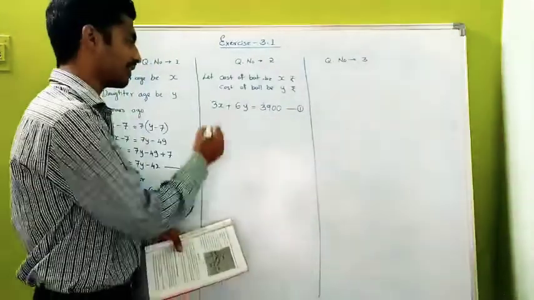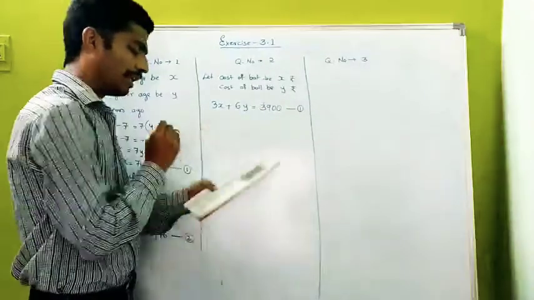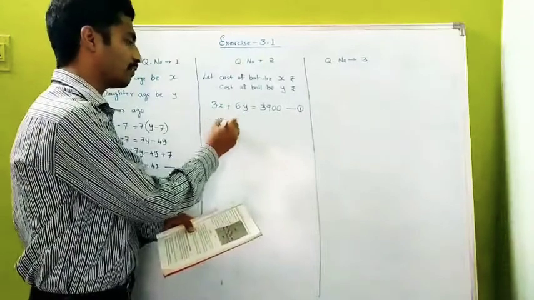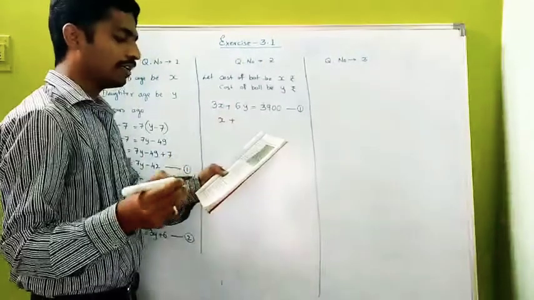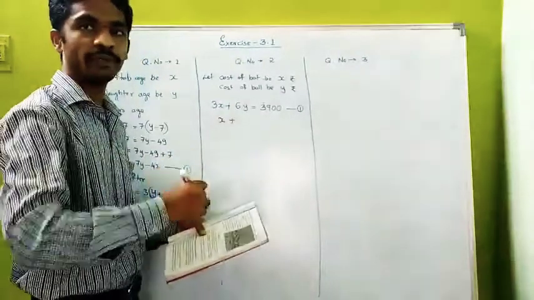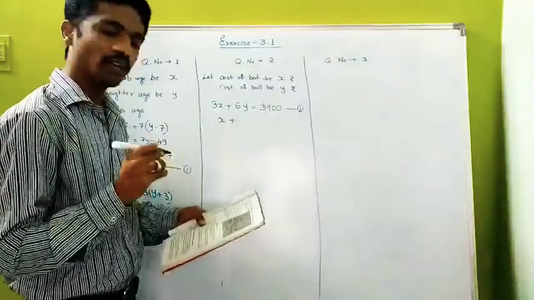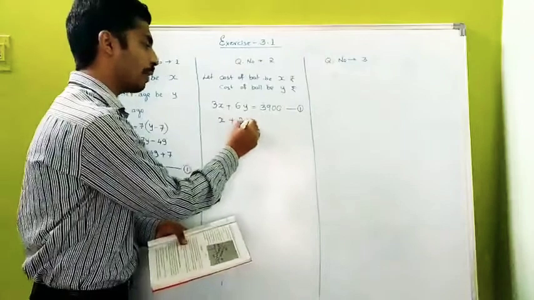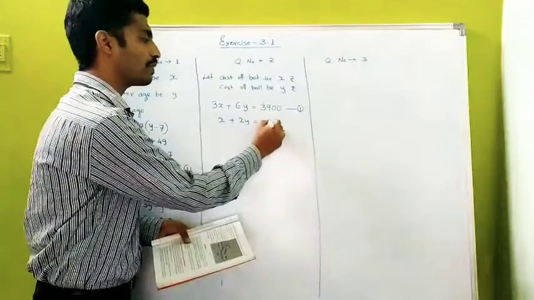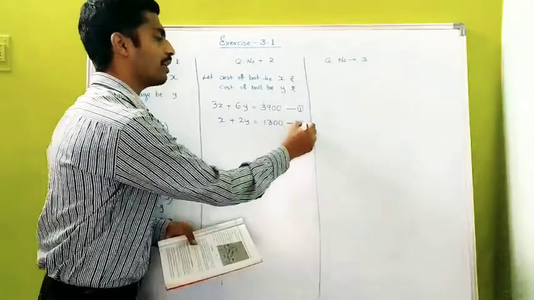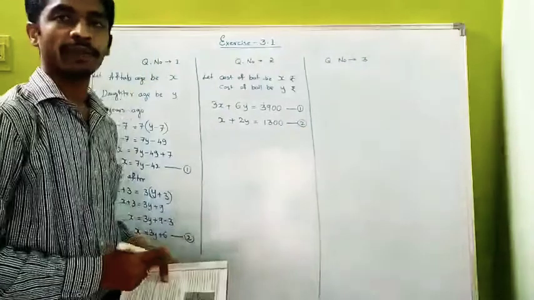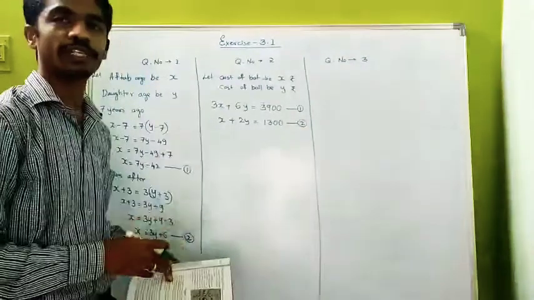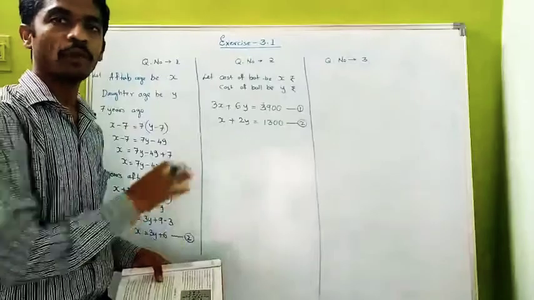Now the second equation. A bat means only x rupees, plus 2 more balls. Okay, in your textbook it is printed wrong, so it is 2 more balls. So it will be 2y. How much are they paying? 1,300 rupees. This is our second equation. So for these 2 equations, write the solution table and plot the graph.